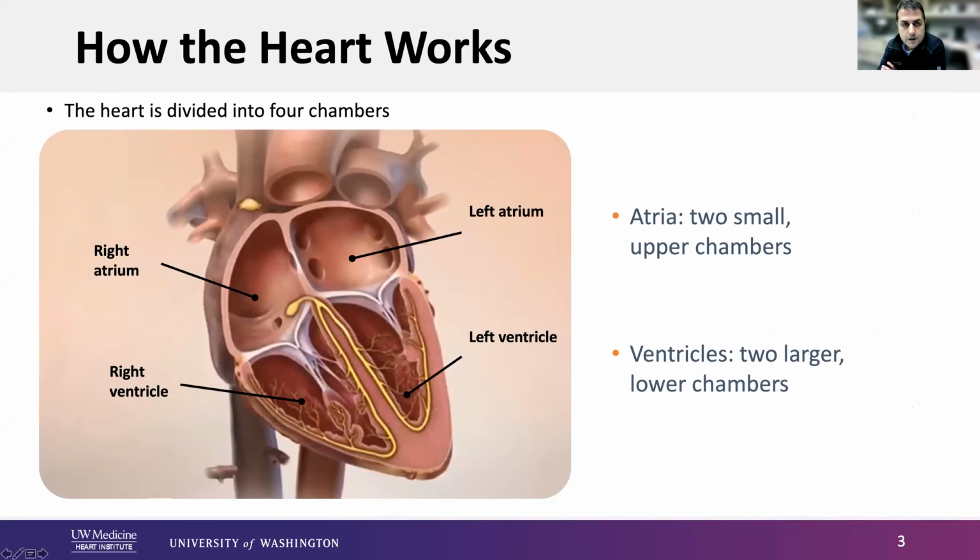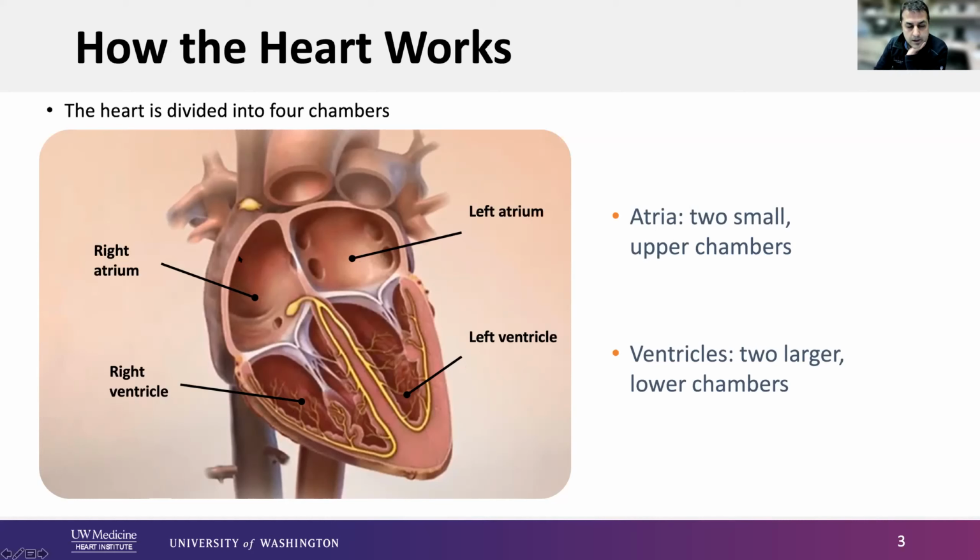So starting with the normal stuff. How does the heart work and what's the normal structure of the heart? The first thing that comes to mind is that it's a pump, and the blood flows through the heart and is circulated throughout the body. The heart has 4 chambers, and the 2 on the top are called the atria. So we have a right atrium and a left atrium. And the 2 on the bottom are called the ventricles, a right ventricle and a left.